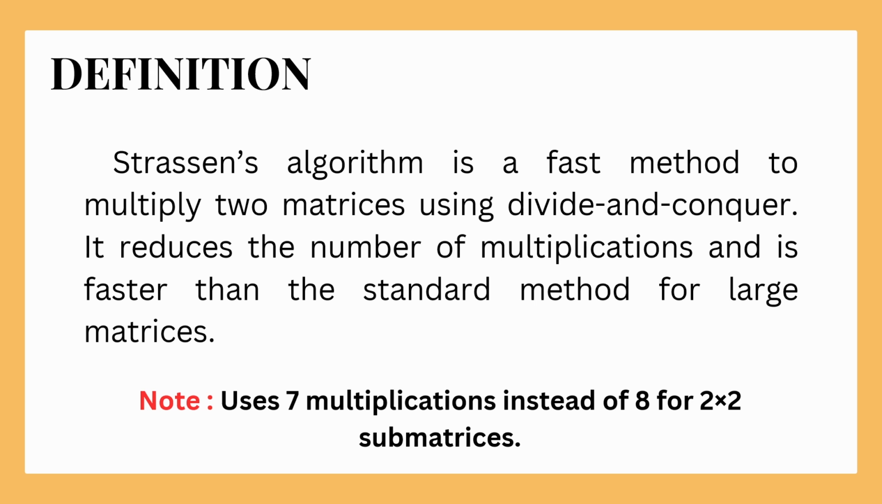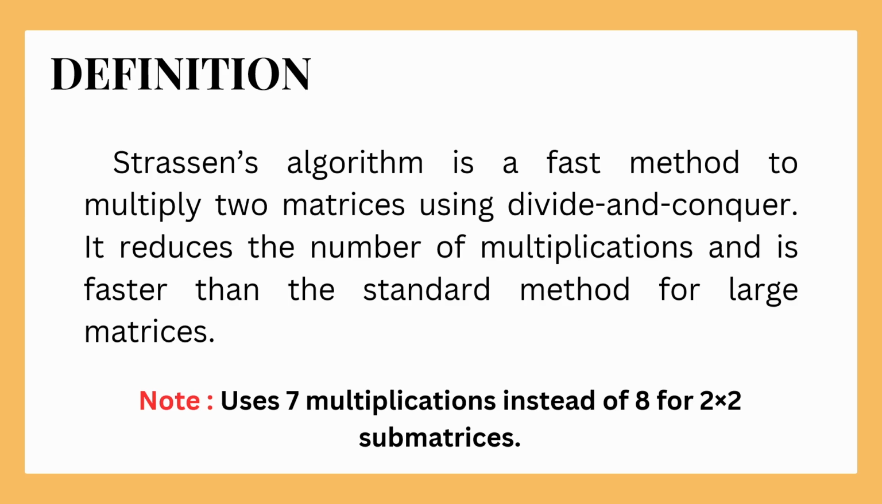Let me say what is the need of Strassen's matrix multiplication. Now, why do we need this algorithm? In the normal method, for a 2 cross 2 matrix, we perform 8 multiplications. But multiplication takes more time compared to addition. So, Strassen's algorithm reduces the multiplications from 8 to 7, which improves the overall performance. This is the need and why we should use the Strassen's matrix multiplication concept.